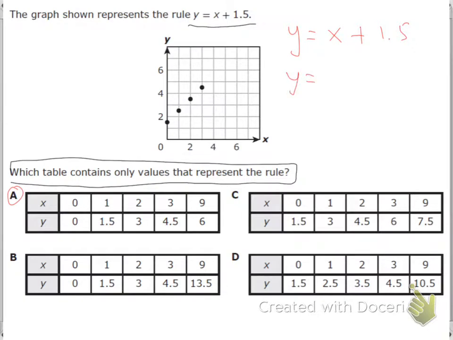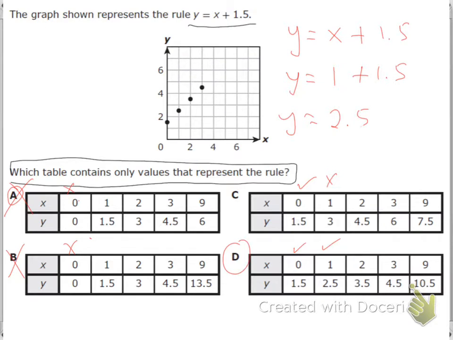If x equals 0, how much is y? It should be 1.5, right? So if x is 0, y should be 1.5. That one is wrong, so it's not going to be this one. And I have a similar relationship right here, so that one's going to be wrong too, because this value is wrong. So if x is 0, y should be 1.5. So this one is correct, this one is correct. Let me change then. If x is 1, how much is y? It's going to be 2.5. Is that correct? So this one is wrong. This one is the correct one. You can continue, but this is going to be wrong. So the answer should be D.